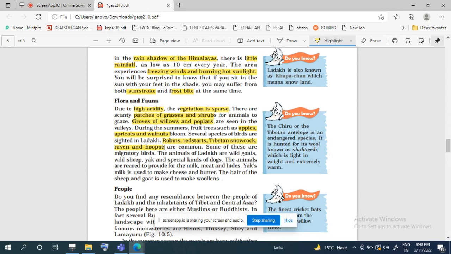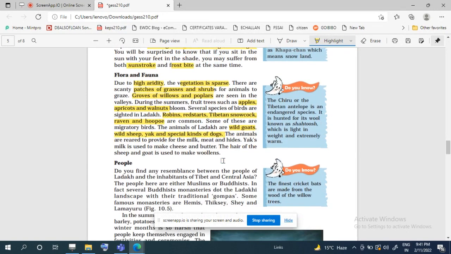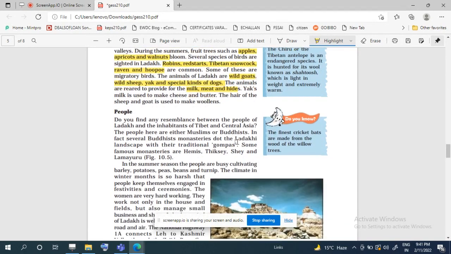And the animals are wild goats, wild sheep, yak, and a special kind of dogs. And the animals are reared for the purpose of milk, meat, and hide. Yak's milk is used to make cheese and butter, and the hair of sheep and goat is used to make woolens. You have read about this Ladakh in your class 6 also.